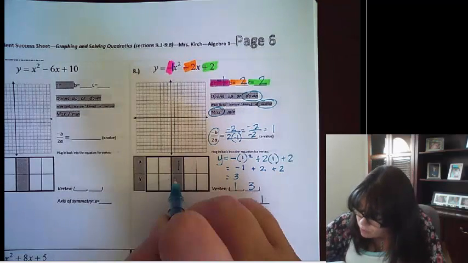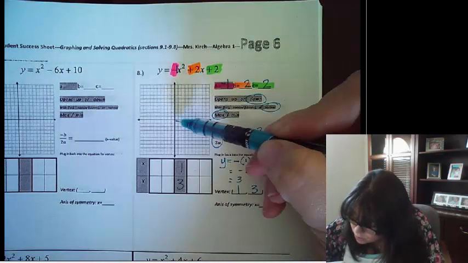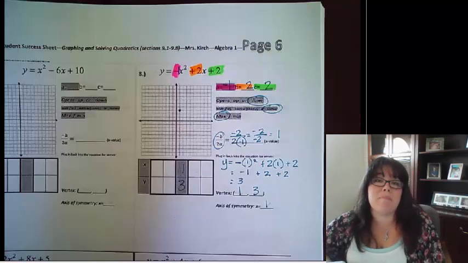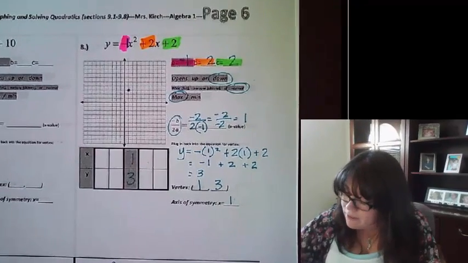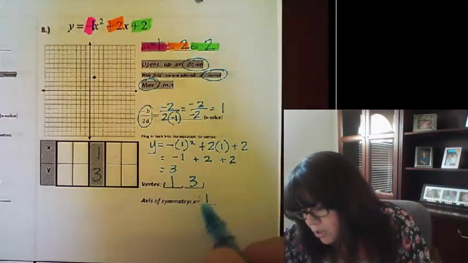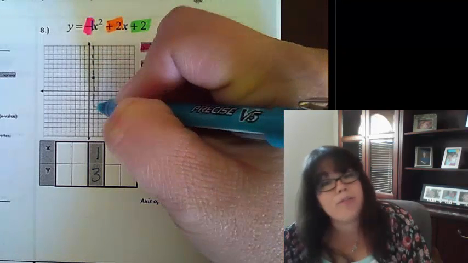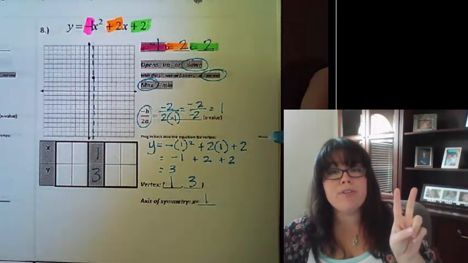So I'm going to go over 1 on the x-axis, and I'm going to go up 3, 1, 2, 3 on the y-axis, and there's my vertex. And remember, that's going to be the maximum value. So that's the highest this graph is going to be. So I need to find some more points. Looking at the fact that my axis of symmetry goes straight down through that vertex, I'm going to choose 2 points, both of them to the right.